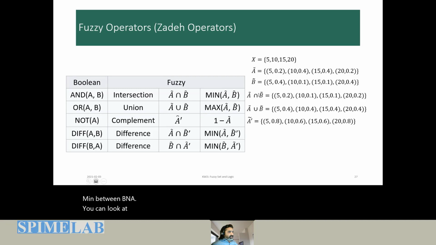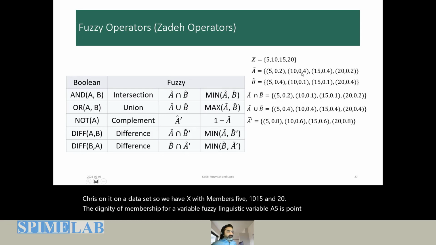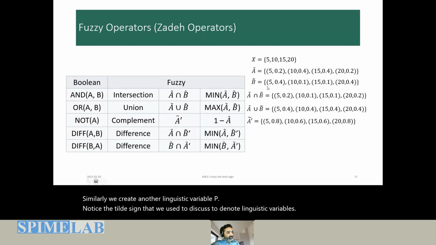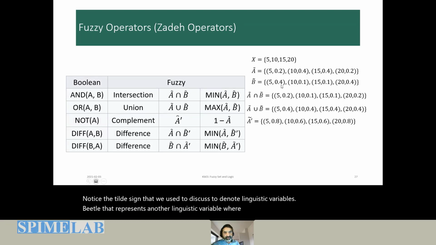You can look at this example to see how these operators work on a data set. So we have X with members 5, 10, 15, and 20. For a linguistic variable A, the degree of membership for 5 is 0.2, for 10 it is 0.4, for 15 it is 0.4, and for 20 it is 0.4. Similarly, we create another linguistic variable B. Notice the tilde sign that we use to denote linguistic variables. B tilde represents another linguistic variable where 5 has membership value 0.4, 10 has membership value 0.1, and so on.